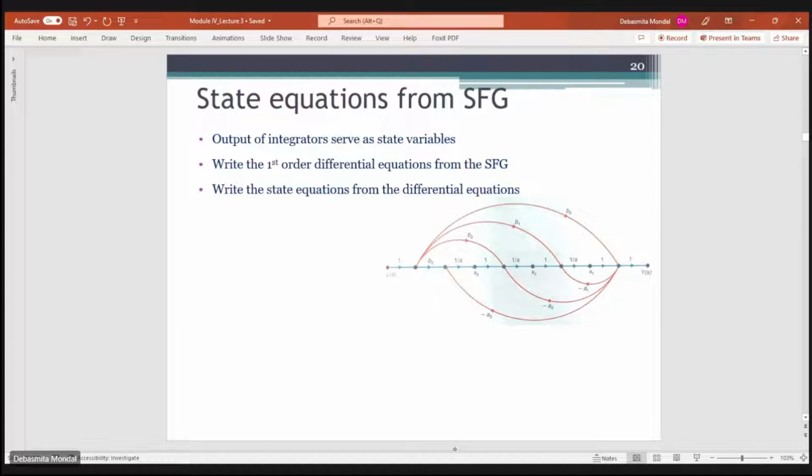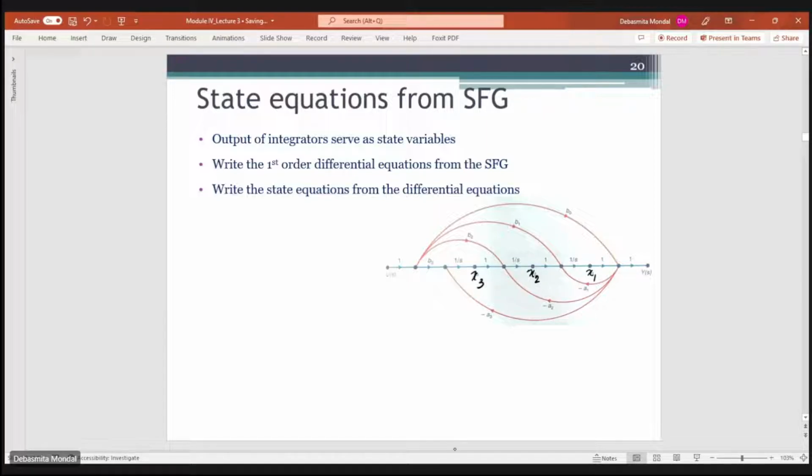If you are given a signal flow graph which looks like this, from this signal flow graph you have to write the first order differential equations, and from the first order differential equations you can write the state space representation or the state equations. Here you see that three integrators are present in this signal flow graph. The output of each integrator is a state variable: this is x1, this is another state variable x2, and this is another state variable x3.